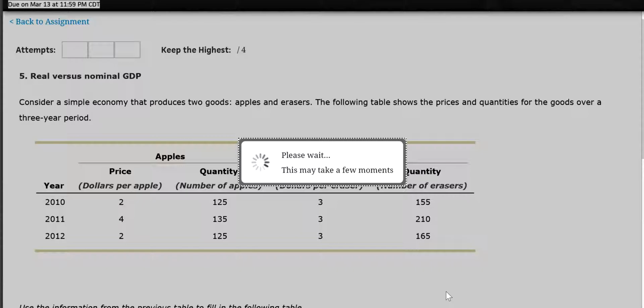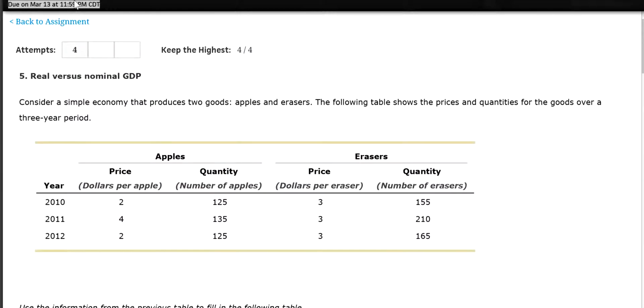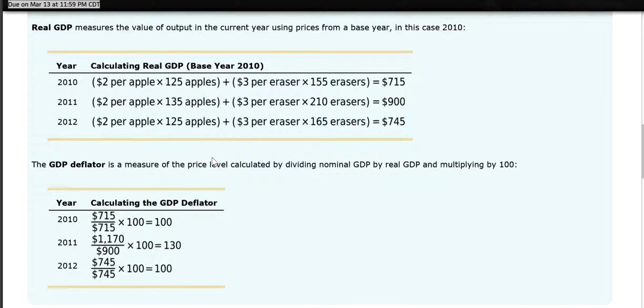Okay. All right. Let's grade it now. See how we do. All right. I got 4 out of 4. So everything is right for this problem.